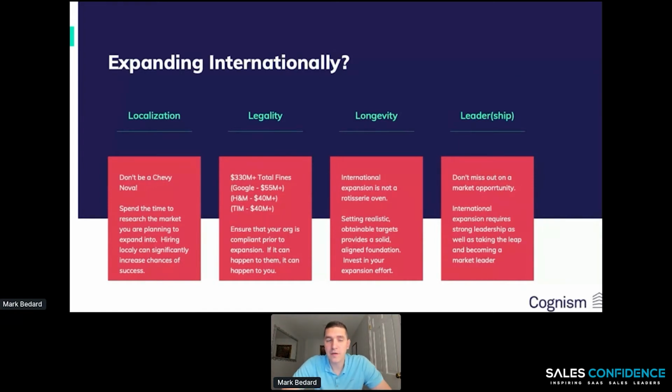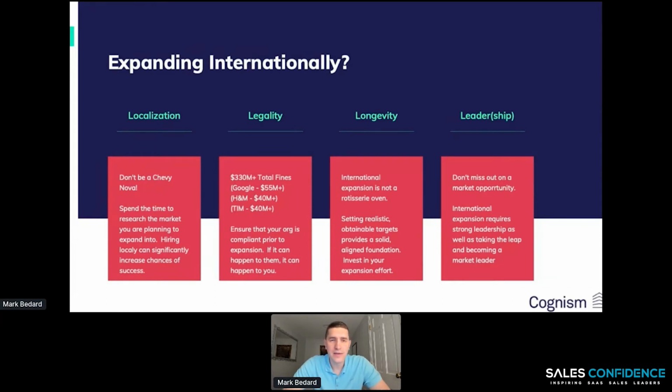What are we talking about? Expanding internationally. This is all I really want to cover with everyone, given we only have 15 minutes, and I've already spent a few of them on pleasantries. We've got 4 different breakdowns that I want everyone to be thinking about when you're thinking about expanding internationally.